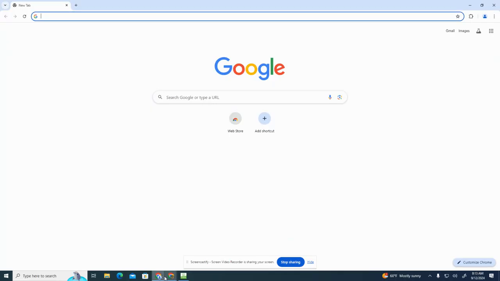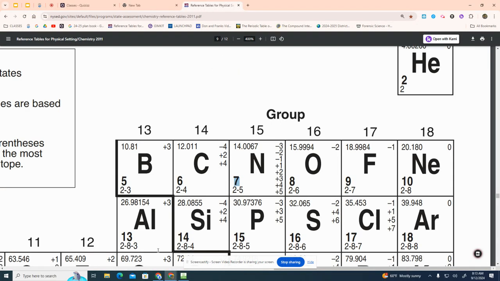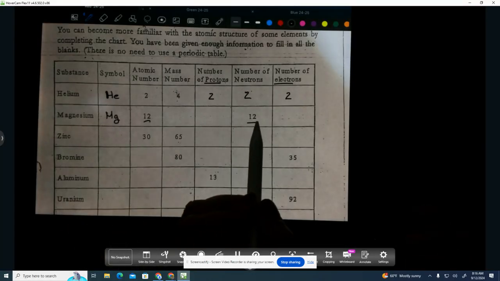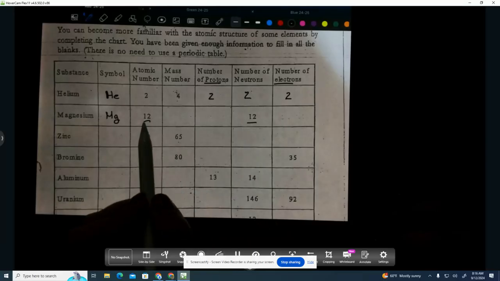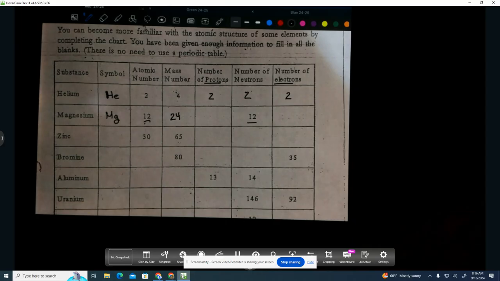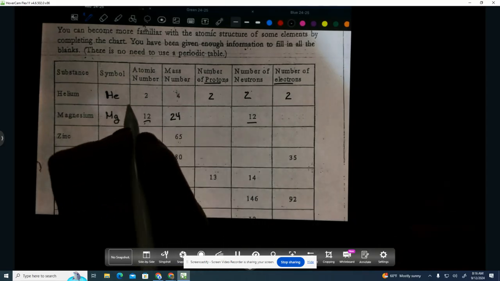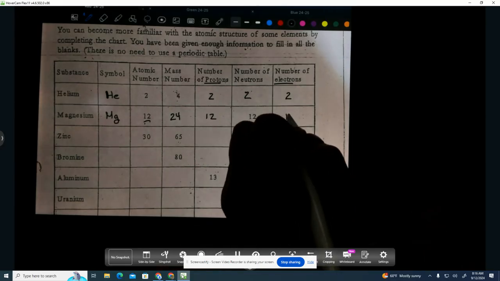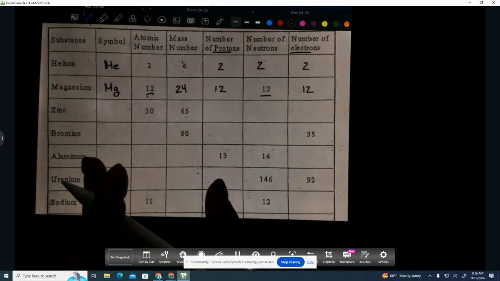So you have 12 protons and 12 neutrons. If you add protons and neutrons together, you're going to get the mass number. All right? The atomic number is 12, so the number of protons is going to be 12. How many electrons is it going to have? Ashlyn? 12. Okay. All right.